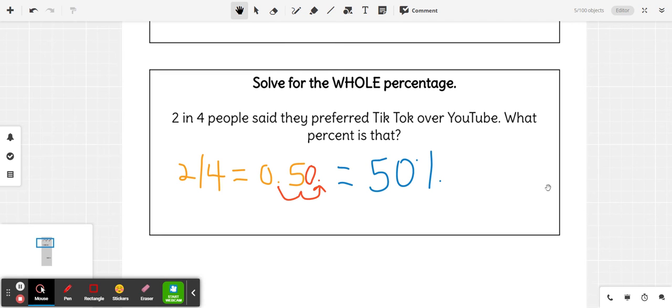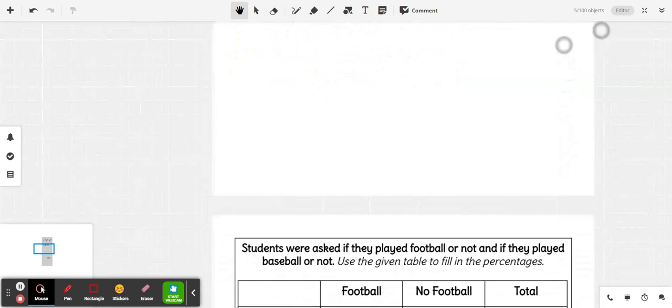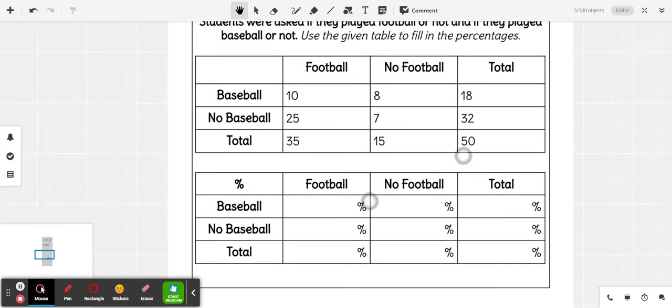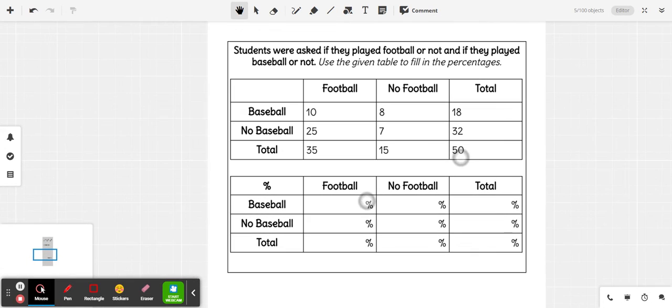Now that we have our whole percentages down, let's move over to those two-way tables. Students were asked if they played football or not, and if they played baseball or not. We are going to use our top table to fill in the percentages of our bottom table. So let's look at the students who played football and baseball. The students that played both were 10 students.